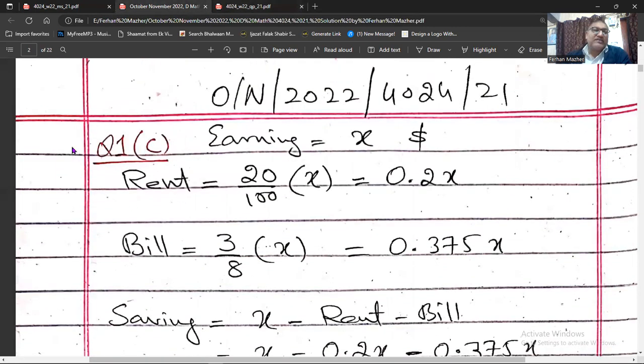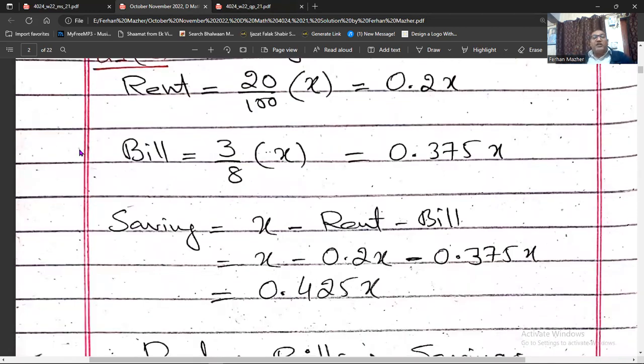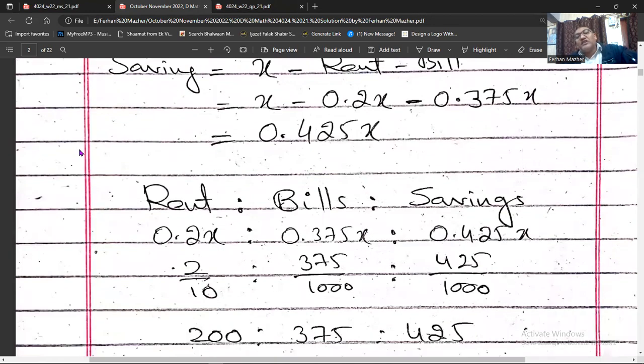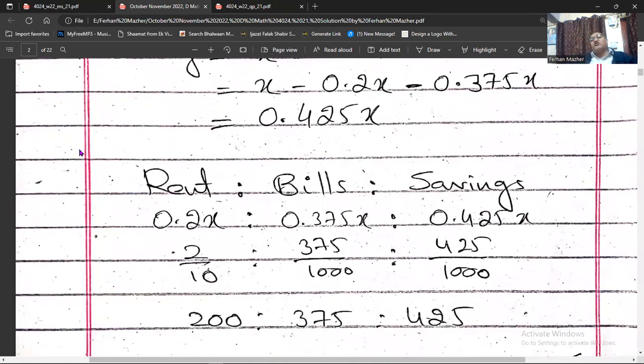Okay. So suppose that the total earning is x dollars. The rent is 20% of x, so that will be 0.2x. The bill will be 3/8 of x, so that will be 0.375x. The saving will be the income minus the rent and the bill. So the saving will be x minus 0.2x minus 0.375x, so you will have 0.425x. Now the main question is to write the ratio rent : bills : savings. So rent is 0.2x, the bills are 0.375x, and the savings are 0.425x.